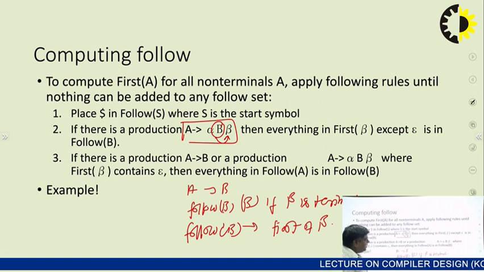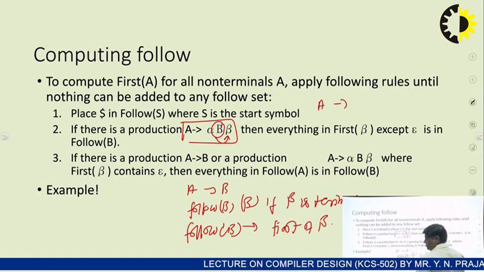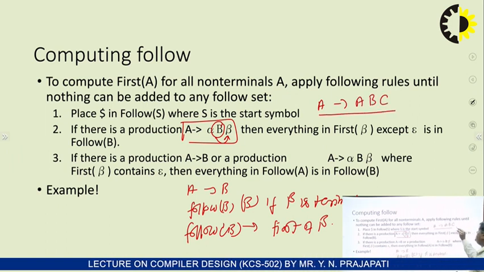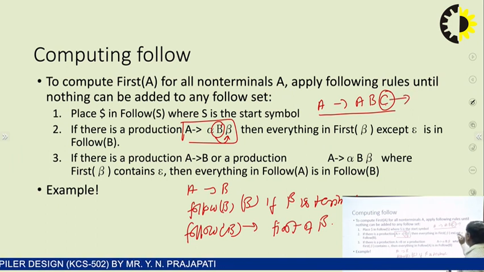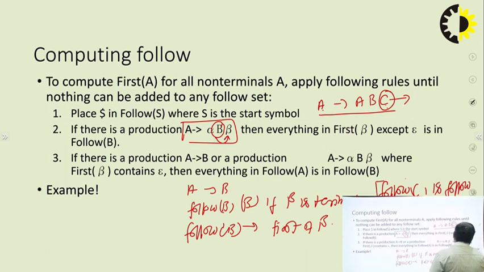There is another important rule by which we can compute it. For example, A tends to A B C. Now for this production, if we compute the follow of C, if the non-terminal is not followed by any symbol, then the follow of C is equal to the follow of A. It means the follow of C is the follow of A. That is another important rule for computing the follow of any production rule.